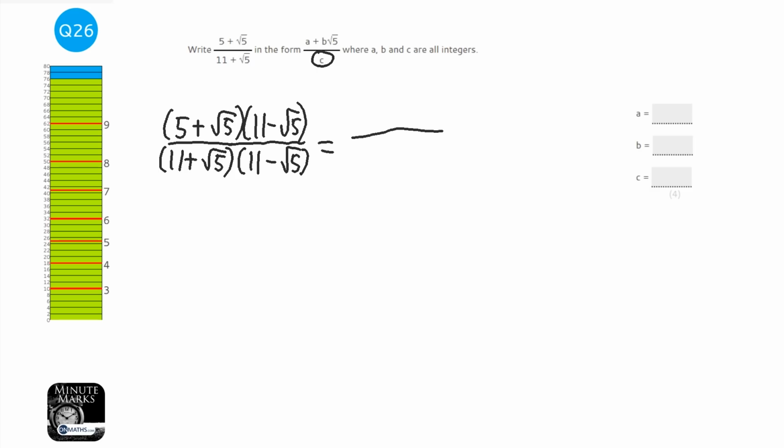So I'm going to do the top first. I'm going to do 5 times 11, which is 55. I'm going to do 5 times minus root 5, which is minus 5 root 5. I'm going to do 11 times root 5, which is 11 root 5. I'm just going to extend my line a little bit. And root 5 times minus root 5, well, a positive times a negative is a negative, and any surd, when you times it by itself, just becomes that number. So root 5 times root 5 is just 5.